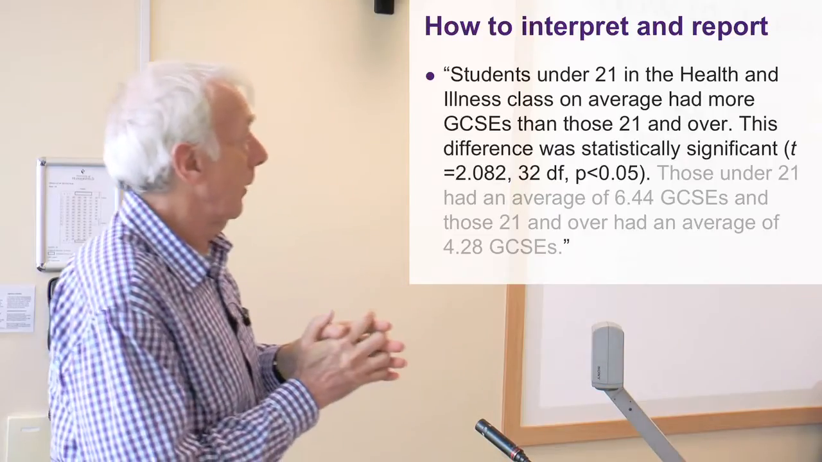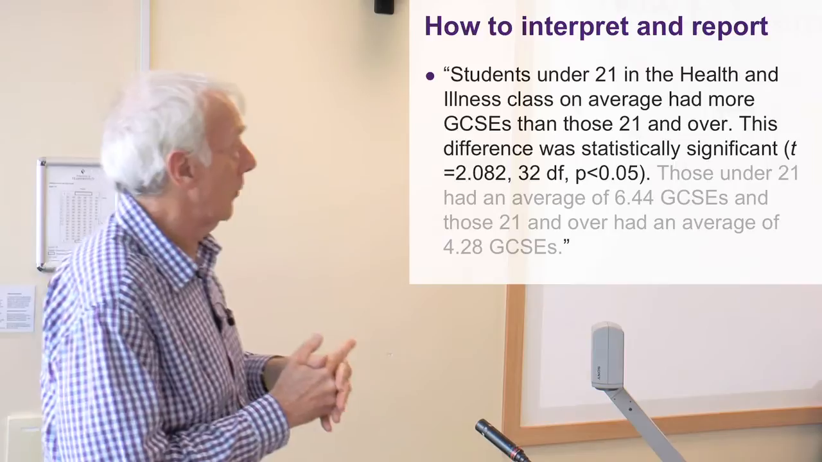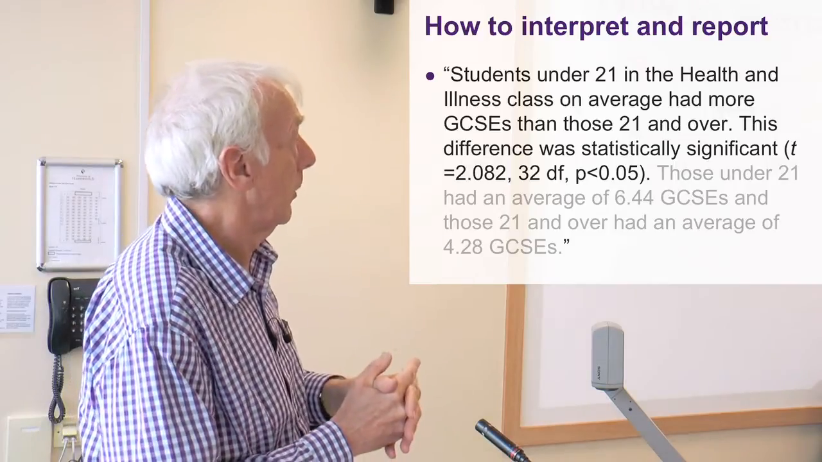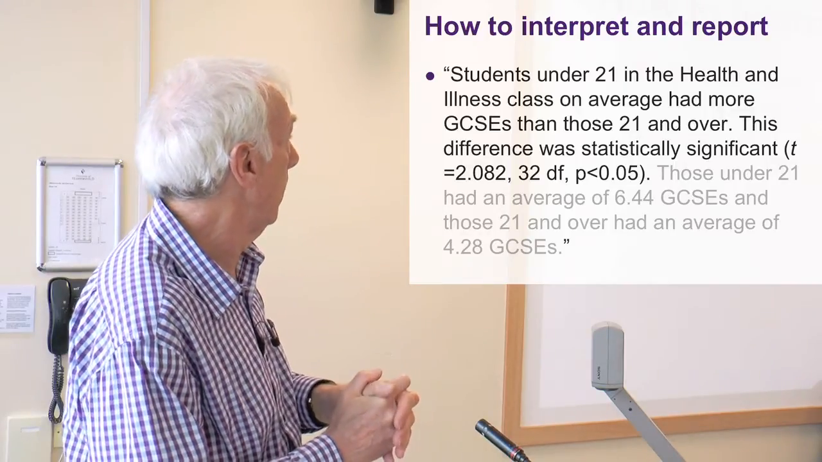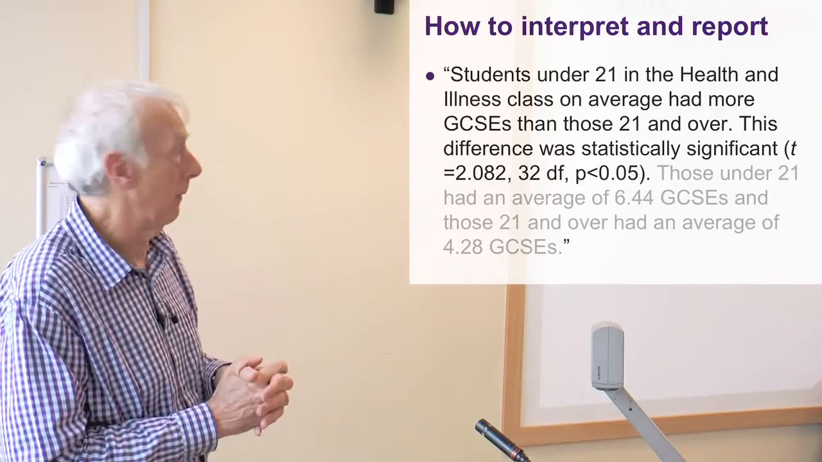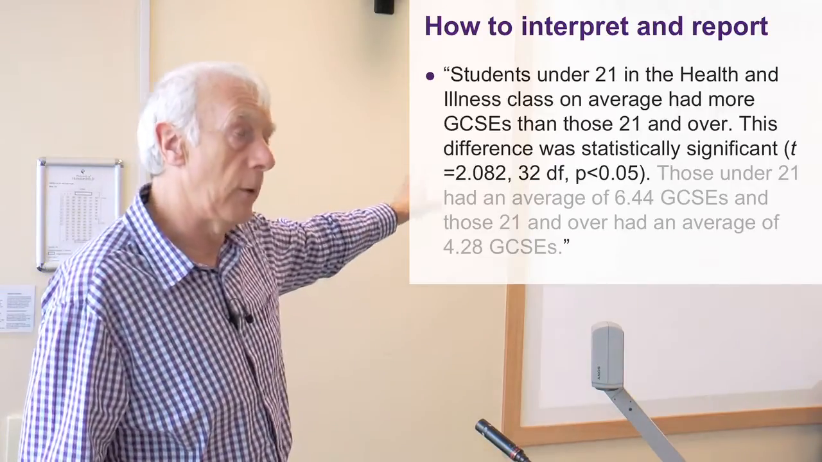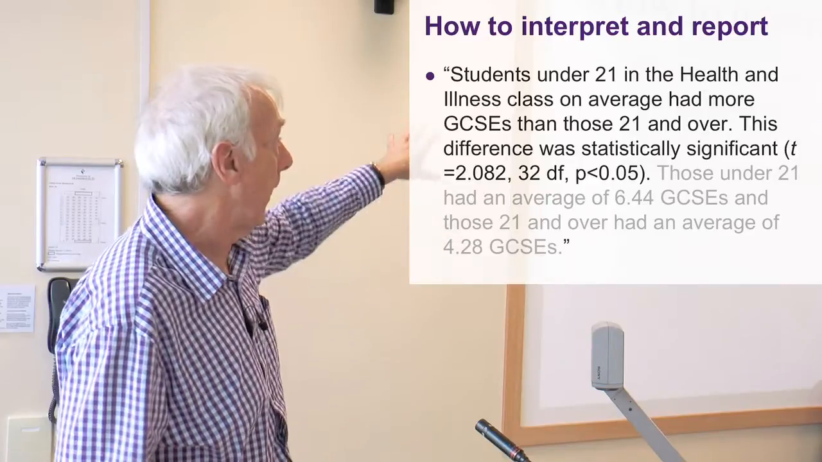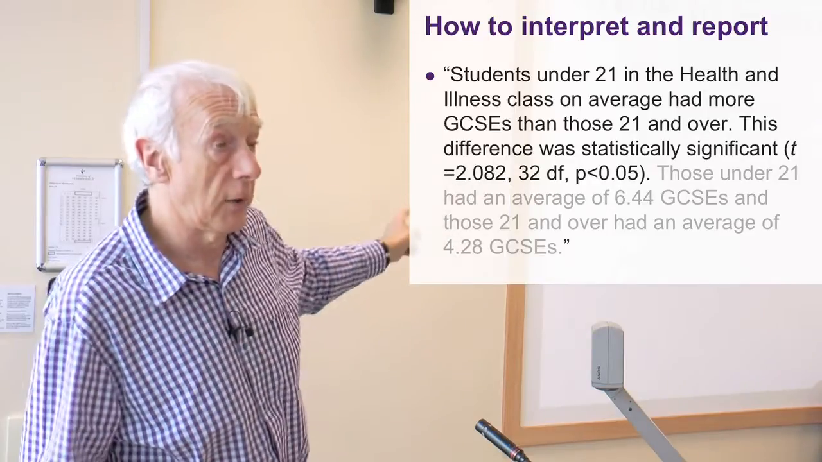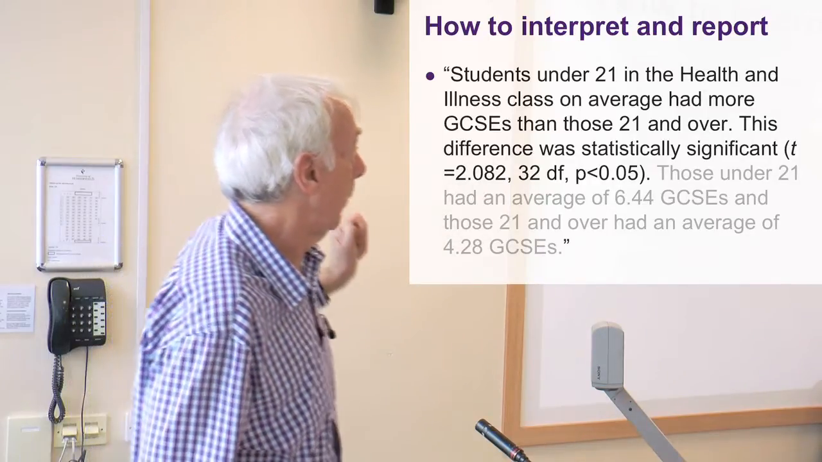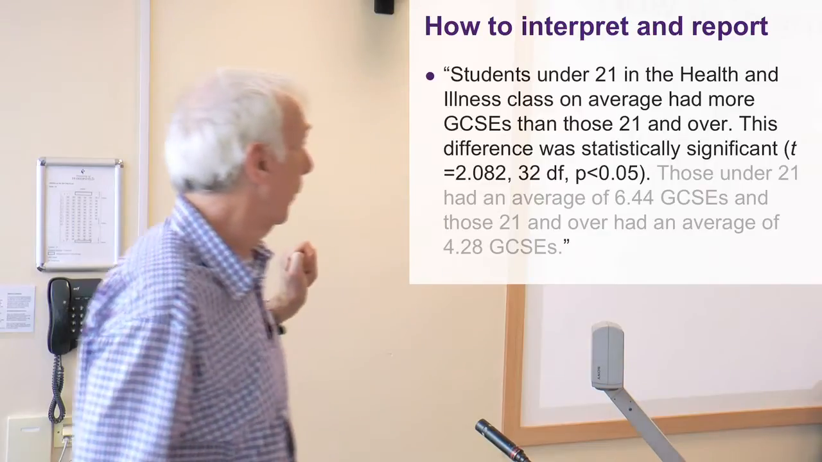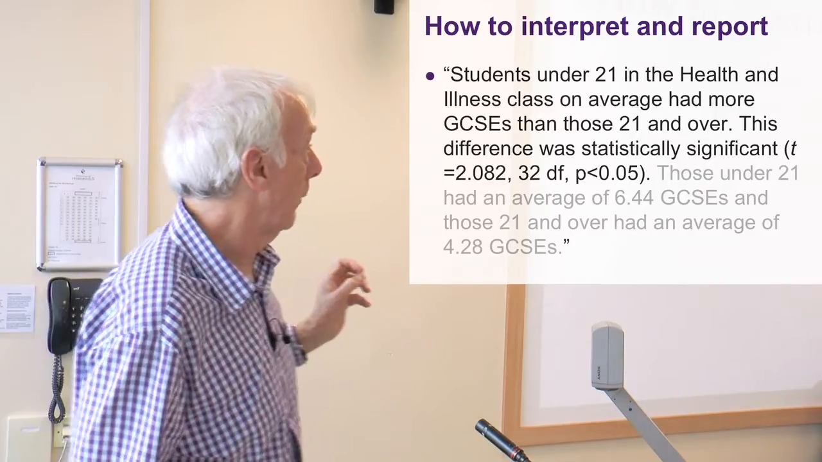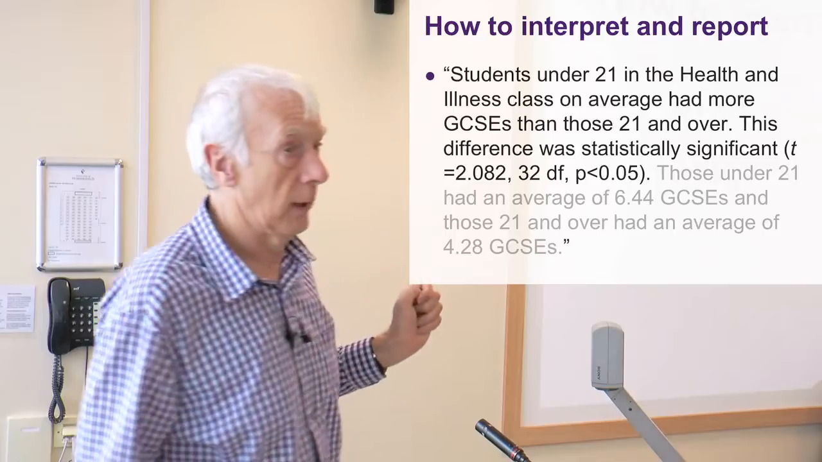This difference was statistically significant, and then in brackets, the actual stats, t equals 2.082, 30 degrees of freedom, and p is less than 0.05. And then you can go on, if you want, to say more accurately what the actual values were, which is where I started from. The under 21s had an average of 6.44 GCSEs, and those 21 and over had an average of 4.28.